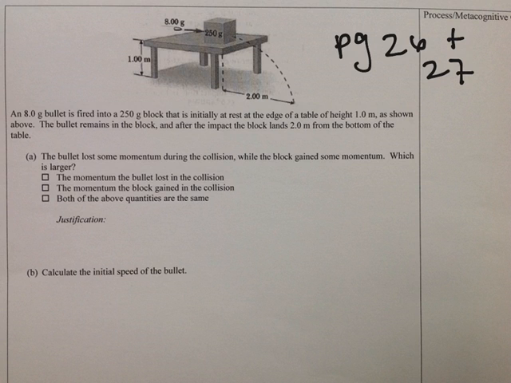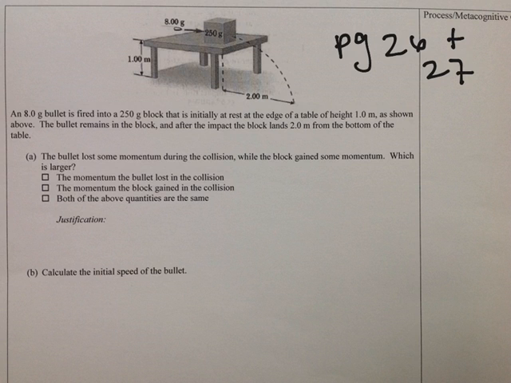Alright, so now that you have paused and tried it on your own, first thing for any problem is to read over it. So we have an 8-gram bullet that is fired at a 250-gram block that is initially at rest at the edge of a table at a height of 1 meter, as shown in the picture above. The bullet remains in the block, and after the impact, the block lands 2 meters from the bottom of the table. So A. The bullet lost some momentum during the collision, while the block gained some momentum. Which is larger?